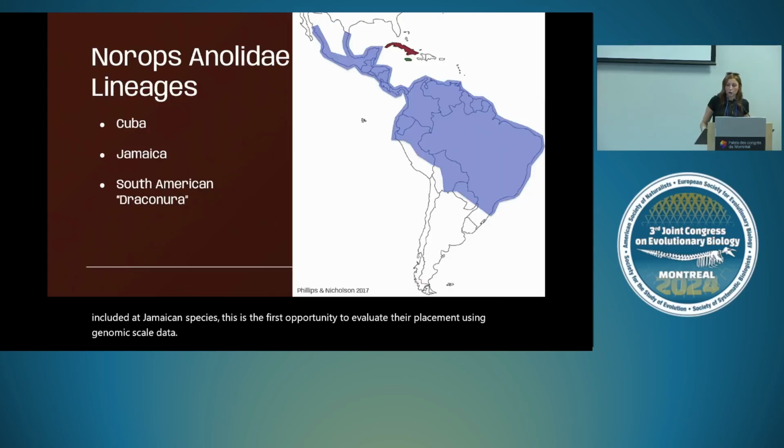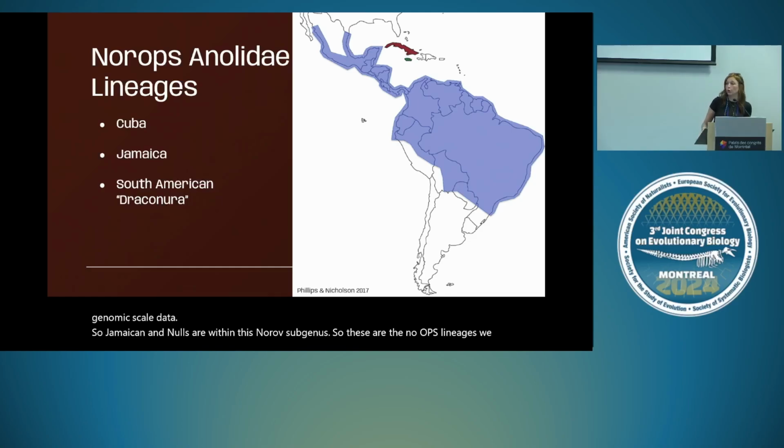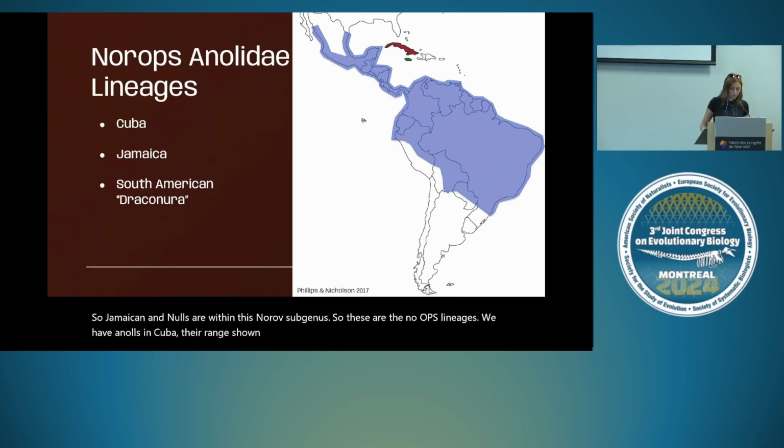So Jamaican anoles are within this Norops subgenus. These are the Norops lineages. We have anoles in Cuba, their range shown in this maroon color here. We have our Jamaican anoles shown in green, and then South American Norops anoles, this range shown in blue. South American Norops anoles are sometimes found to be monophyletic, sometimes not, but when they are found to be monophyletic, we call them this clade Draconura. And so I'll be referring to them as that.